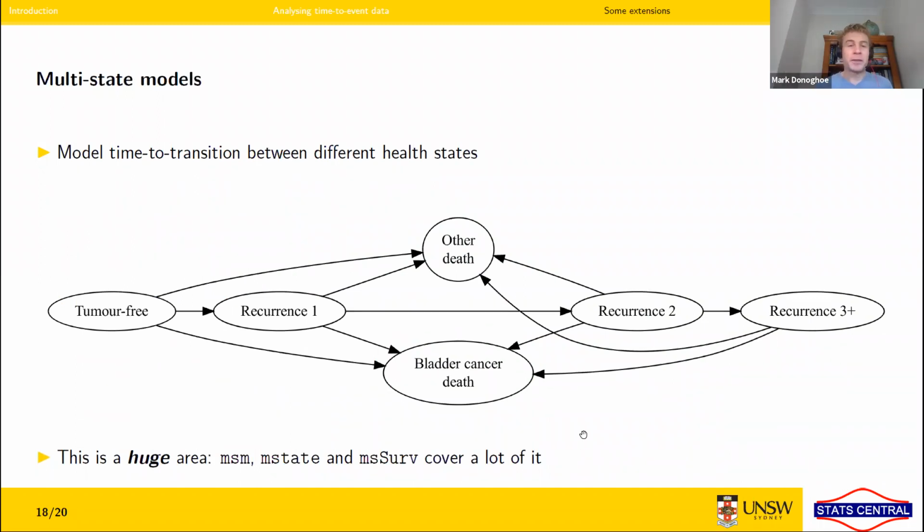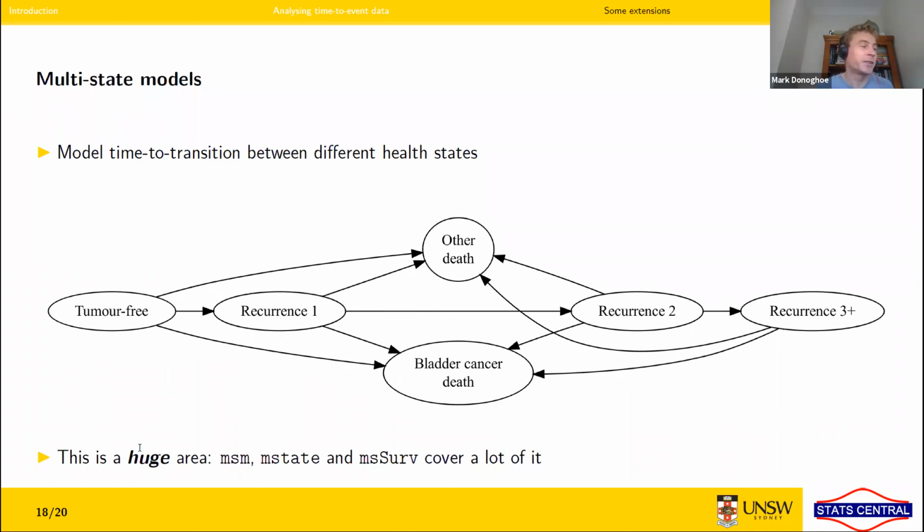An even further extension is multi-state models. These allow us to model the transition between different health states. So for our example, after surgery, everyone is tumor-free, and they might go through and experience recurrences. They might stay in that state for a long time. At any time point, they might die from other causes, or they might die from the bladder cancer. So this covers both recurrent events, so having multiple recurrences, and also competing risks in one single model.